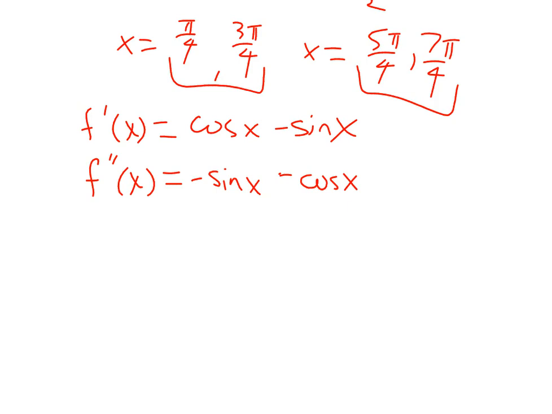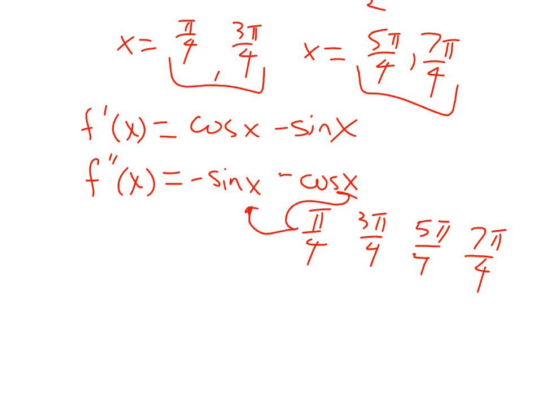Here's what the second derivative test says. If I take these 4 values that I got, pi over 4, 3 pi over 4, 5 pi over 4, and 7 pi over 4, and plug these values in for x here, let's see what happens.